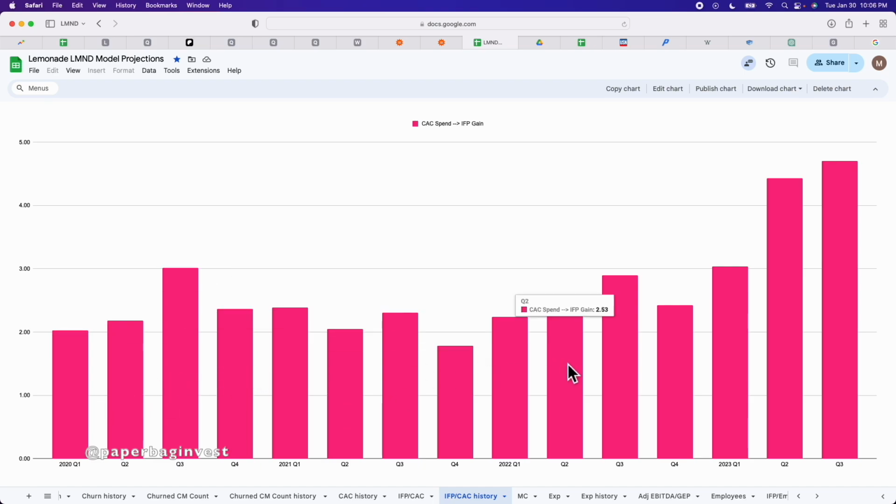And then in more recent quarters, starting around Q2 2022, we started to see an increase, 2.5, closer to 3, then 2.5, 3, 4.4. If we're looking just at this last year, we had 3, 4.4, and 4.7. Really phenomenal IFP that the whole company is gaining for the amount of CAC that they're spending. I expect that this is going to get better and better because Lemonade's whole strategy is they're acquiring customers in the renters and pet space.